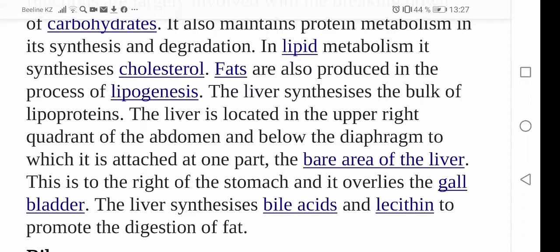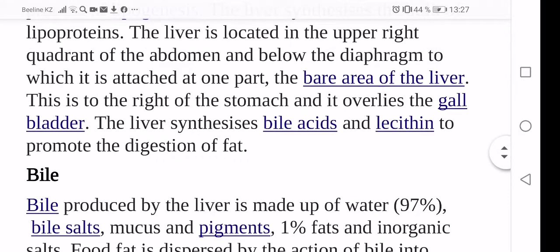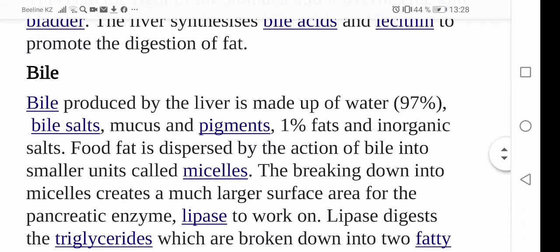The liver is located in the upper right quadrant of the abdomen and below the diaphragm, to which it is attached at one part, the bare area of the liver. This is to the right of the stomach and it overlies the gallbladder. The liver synthesizes bile acids and lecithin to promote the digestion of fat.